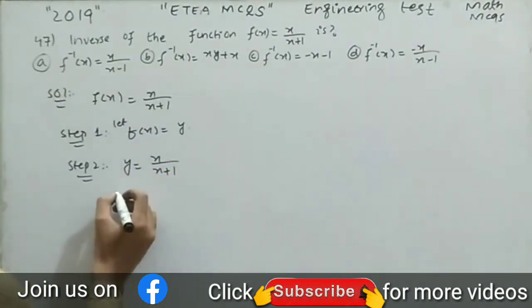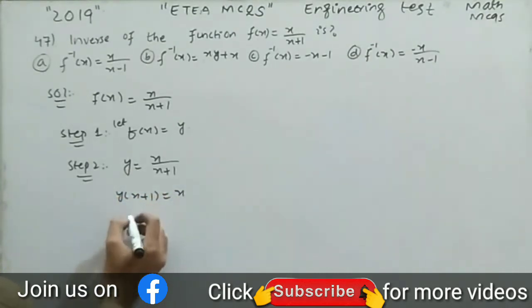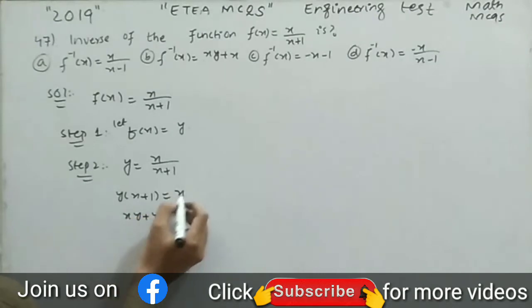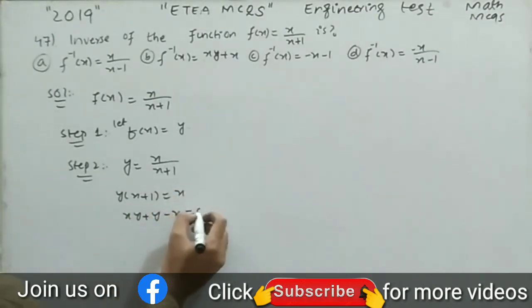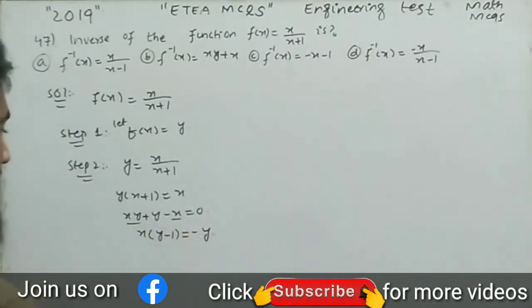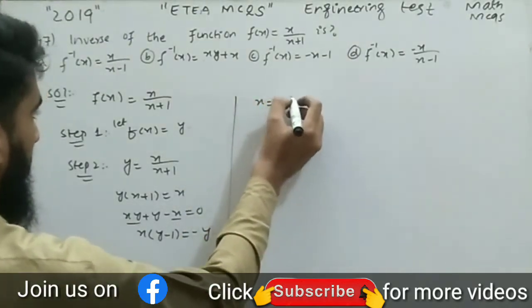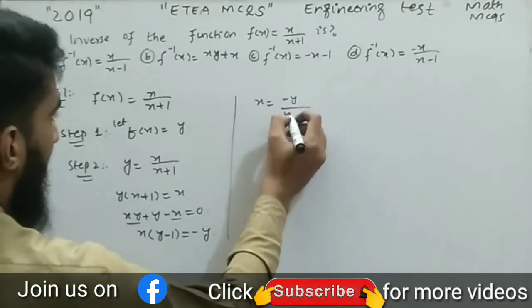Shift x plus 1 to this side, it becomes y into x plus 1 is equal to x. Multiply them, it becomes xy plus y. Shift x to this side, it becomes minus x is equal to 0. From these two terms, take x common, we are left with y, and over here we are left with negative 1. Shift y to the right hand side, it becomes negative y. Further divide by y minus 1, so it becomes x is equal to minus y divided by y minus 1.